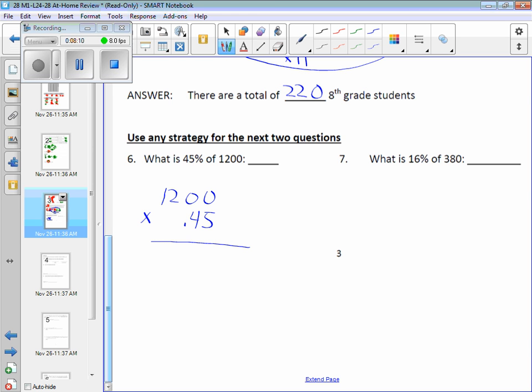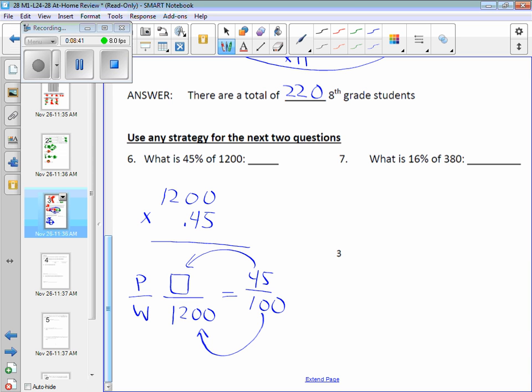And if this confuses you, you could still set it up as TRP, and I'll just show you what it looks like as a part to whole. We are trying to find the part to the total of 1200. Our 45% becomes 45 over 100. And then look, if you multiply times 12 and do the same thing here, you'll really wind up with the same number as 1200 times 0.45. And if you do the math correctly, that is 540.